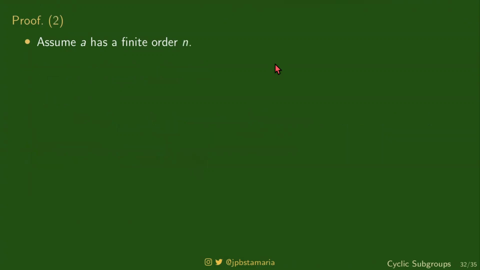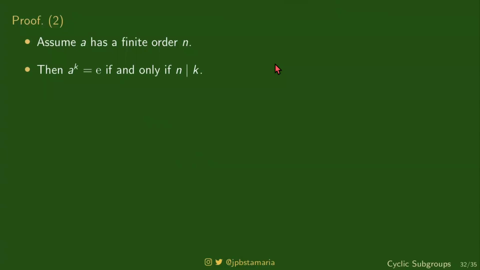Ang exciting yung number 2 talaga. Let's say the element a has a finite order n. Ano nga ang definition natin ng finite order n? Ibig sabihin, n is the smallest positive exponent so that a to the n is e. Meaning to say, si n yung pinakamaliit na positive exponent na pwede so that a to the n is e.